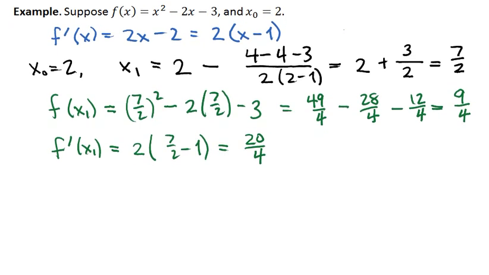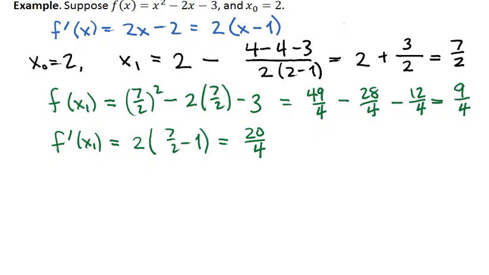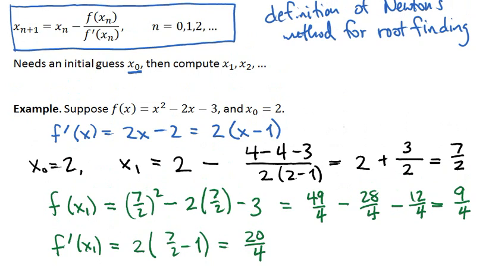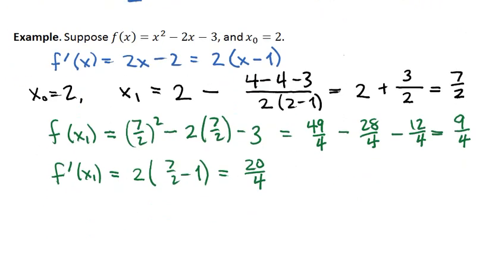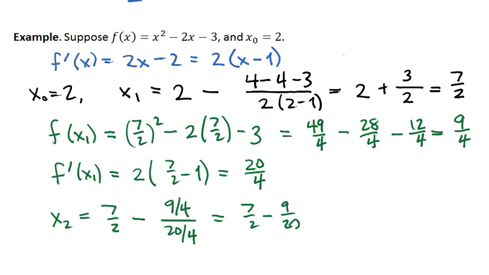Okay, so now finally we can plug into the formula, the Newton iteration formula up here with n equal to 1. So we get x2 is x1 minus f of x1 divided by f prime of x1. So it's 7/2 minus 9/20. So that's 70/20 minus 9/20, which is 61 over 20.